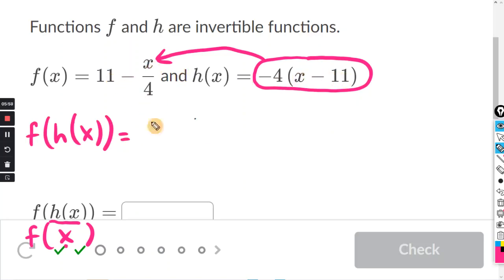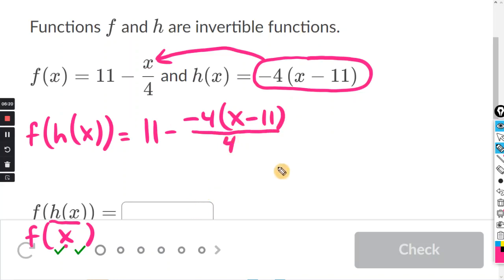So we have 11 minus x is going to be replaced with negative 4 parentheses x minus 11. And that x is divided by 4, so this whole thing is divided by 4. All right, and let's see. We have 11 minus, and distributing, negative 4 times x is negative 4x.